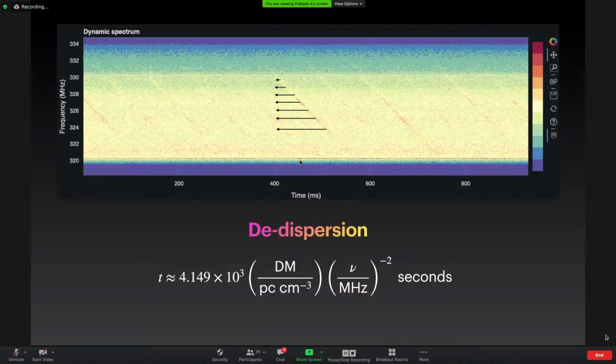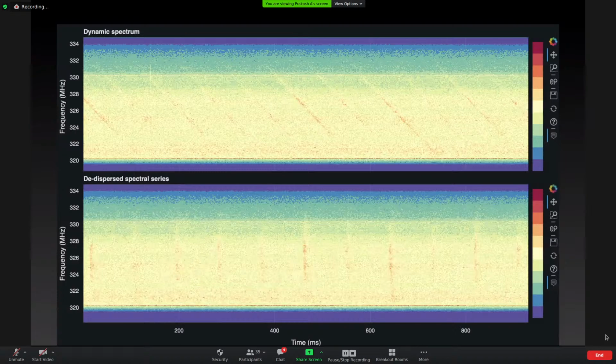So once you do this, it is called de-dispersion, where you're compensating for all the delays at lower frequencies with respect to the higher frequency. Once you do that, you'll see a de-dispersed spectral series that looks like this. Desh, is it still accurate to call it a dynamic spectrum? Yes, it is a dispersed dynamic spectrum. Okay, sure.